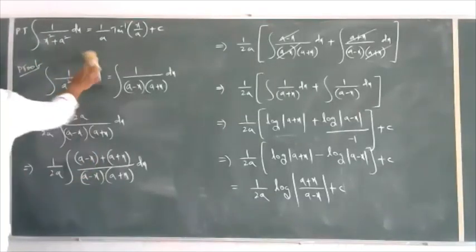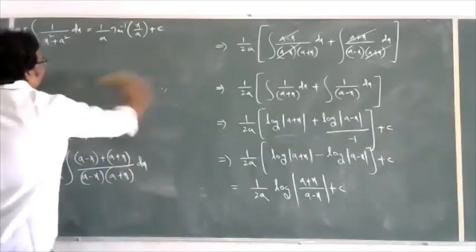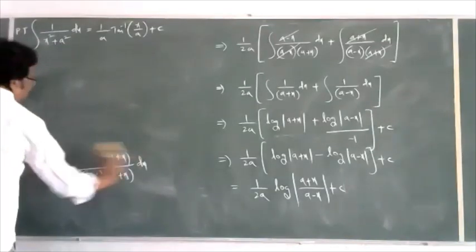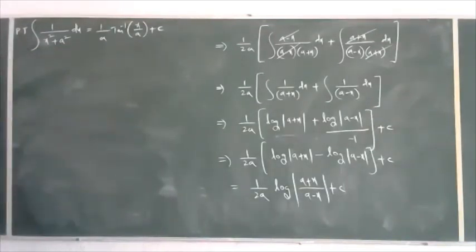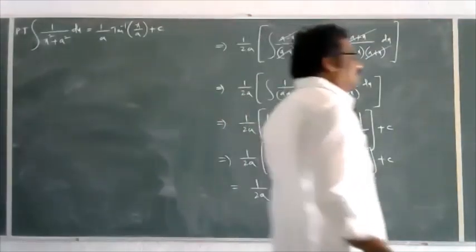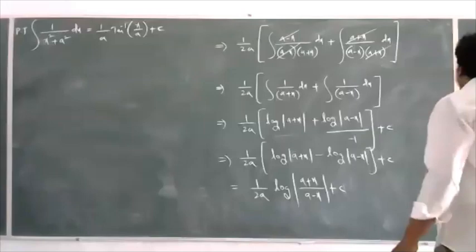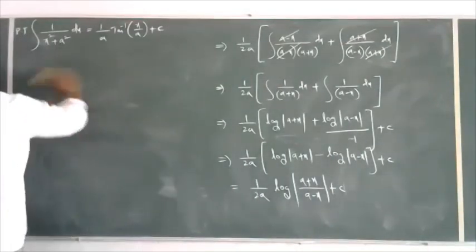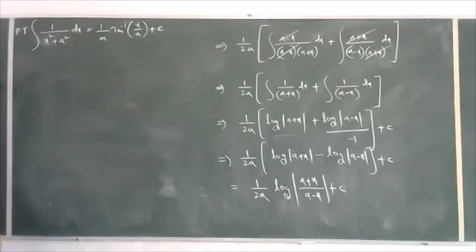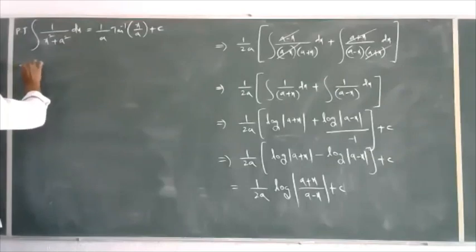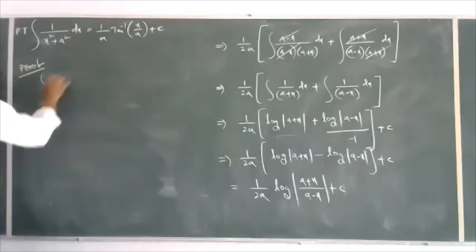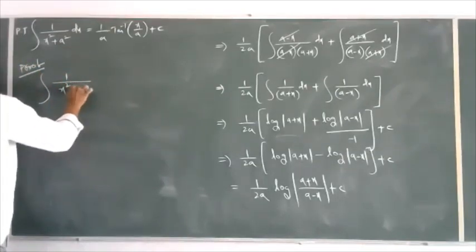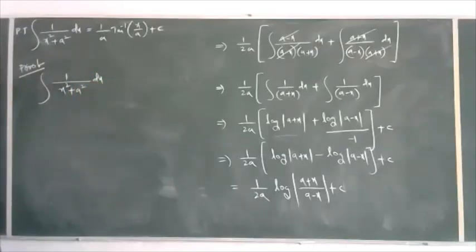Here the process is different. Here we use the substitution method. How to identify which function to substitute instead of x here? You remember the trigonometric formulas; those formulas are very useful here. So write the proof. Integral 1 by x square plus a square dx.